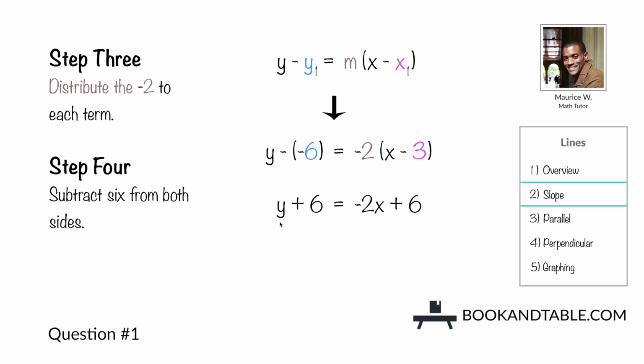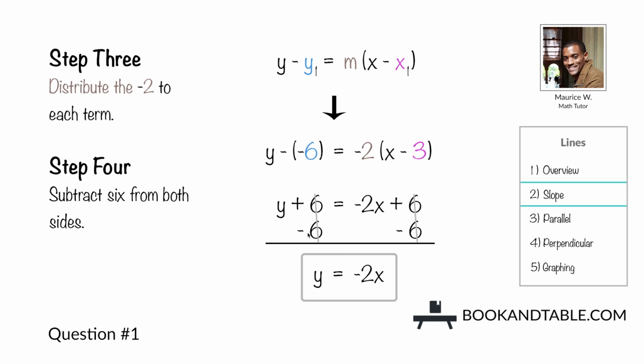But we need to isolate y on one side. So step 4, subtract 6 from both sides. And that leaves us with y is equal to negative 2x. So this would be the equation of the line for question number 1. And we see it has a slope of negative 2 and a y-intercept of 0.